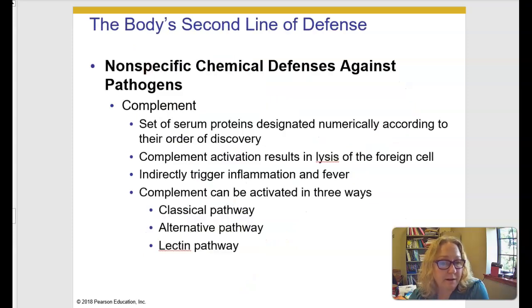Complement is a set of proteins designated numerically according to their order of discovery, and there is a lot of them. We are not going to go over all 25. Complement activation results in lysis, or death, of a foreign cell. It indirectly triggers inflammation and fever. Inflammation, separate from fever. And complement can be activated in 3 ways: a classical pathway, an alternative pathway, and a lectin pathway. Remember, did we talk about lectins? Yes, we did. So we are going to do one more video just on complement, and then we should be done.